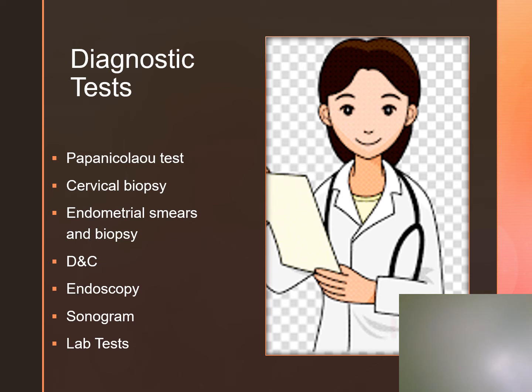We may also do a cervical biopsy, which would include a conization, endometrial smears or biopsies, a dilatation and curettage, also known as a D&C, which scrapes the interior of the uterus, endoscopic examination, such as a colposcopy or laparoscopy. We can do a hysterosalpingogram, an abdominal ultrasound or sonogram. Lab tests may include a CBC, electrolytes, total urine estrogen, or pregnancy test, and culture and sensitivity if infection is suspected.